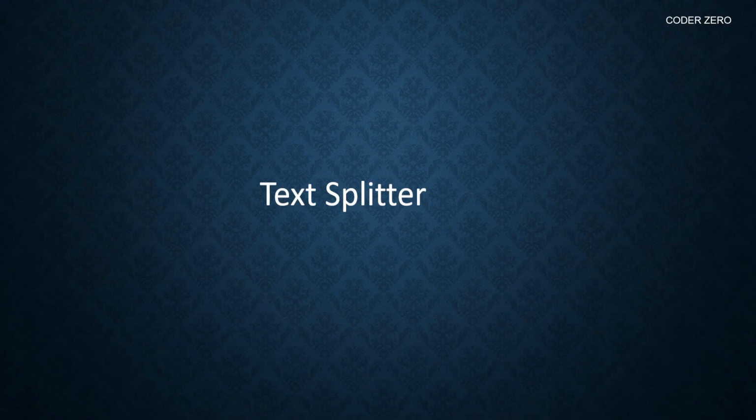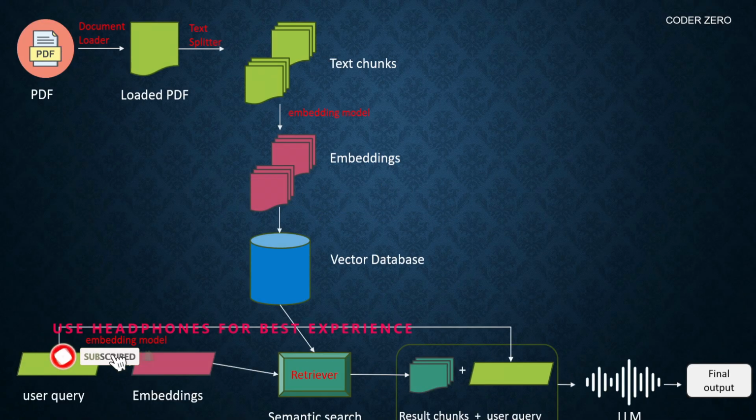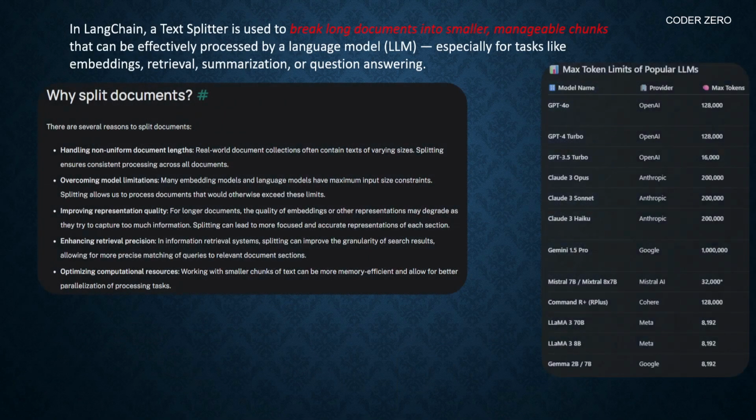Today we'll be talking about text splitter. So text splitter we have here in our pipeline, you can see. So what is a text splitter? A text splitter is used to break long documents into smaller manageable chunks.